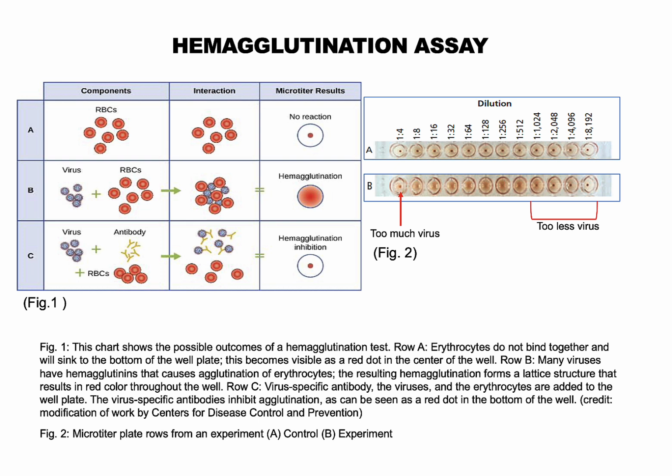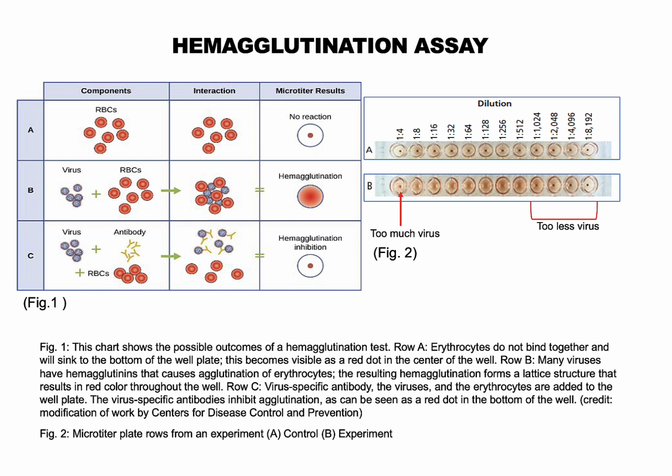HAI can detect the presence of antibodies for various viruses that may cause an infection even months or years after the initial infection. In Figure 2, Panel A displays a control experiment featuring several viral dilutions. In the absence of hemagglutinins, erythrocytes settle at the bottom, creating a button appearance.